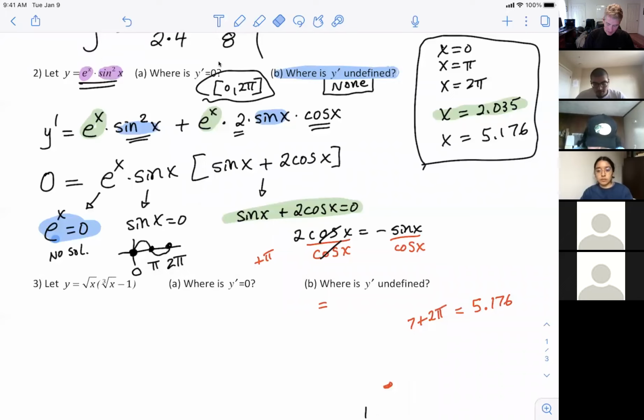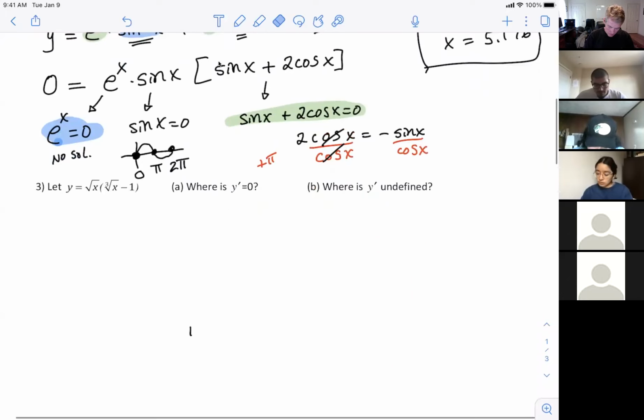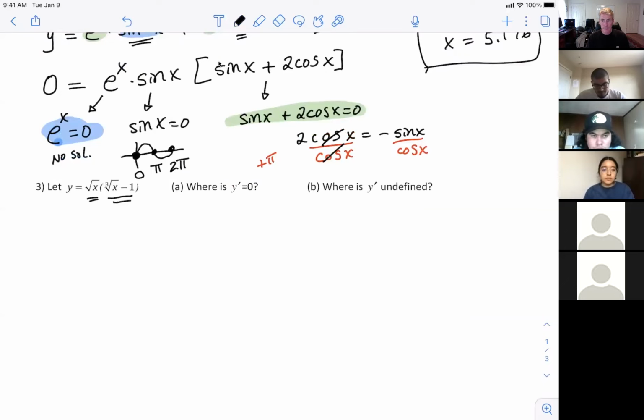So this next one has a square root and a cube root. And it has a product of the square root with this cube root of x minus 1. So not only will we have to do the product rule, but then we'll have the derivative of the square root of x, and then later we'll have the derivative of the cube root of x.